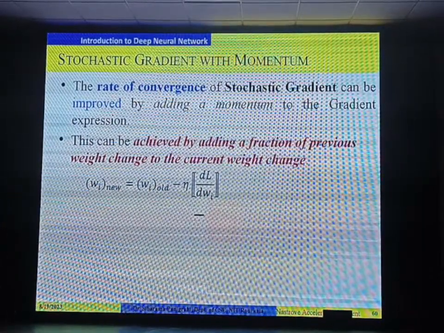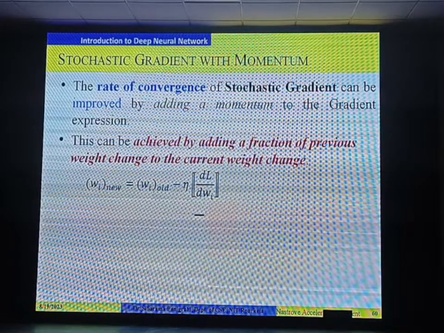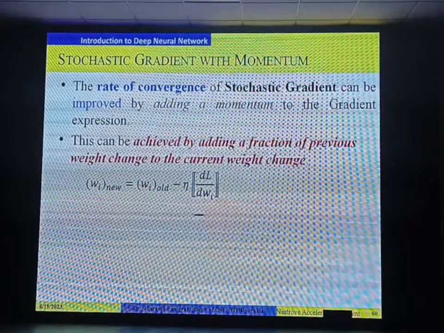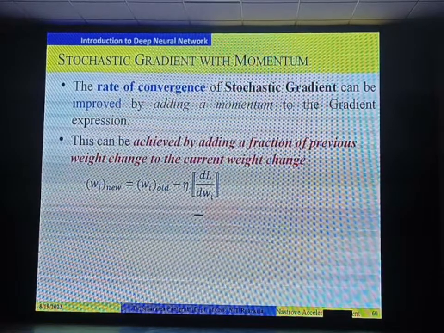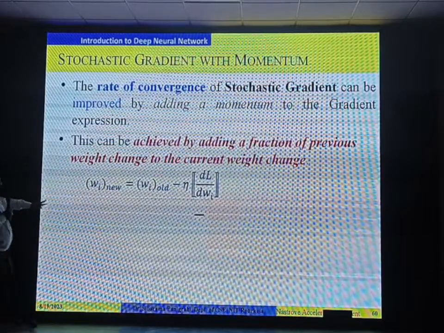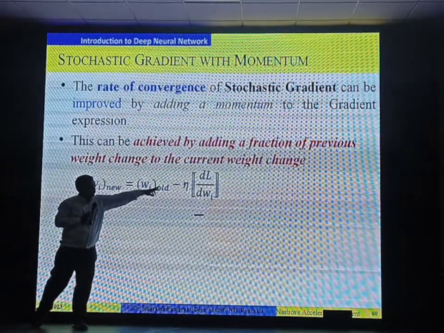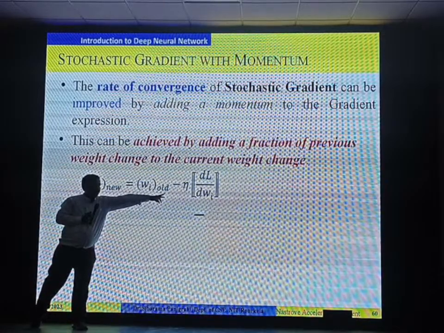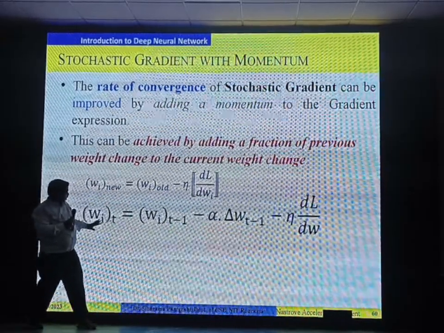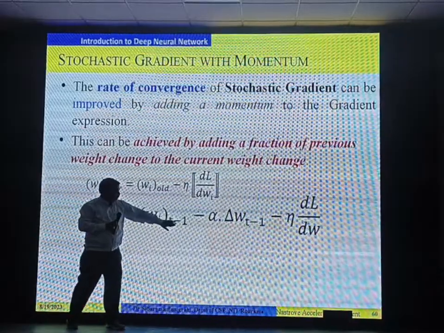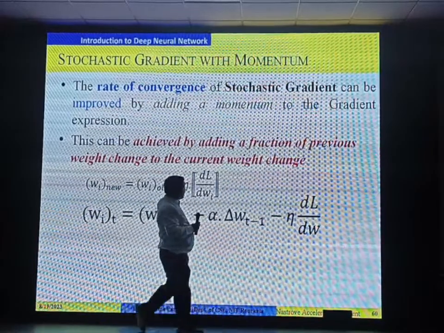Now, momentum means we will add a fraction of the previous weight change. You see how we are changing the weights: W equals W old minus eta into dou L by dou W. Next, for iteration i plus 1, we again do W old minus eta into dou L by dou W. While doing so, in iteration t, W(t) equals W(t minus 1) minus eta into dou L by dou W. That is the same thing as this expression.